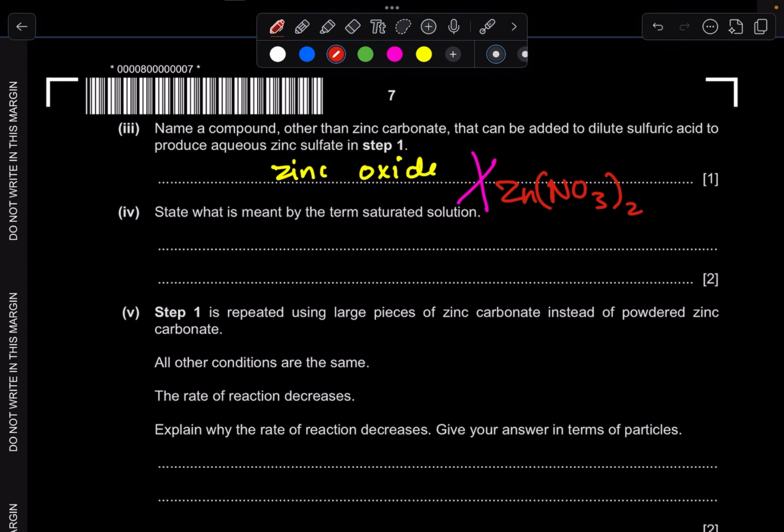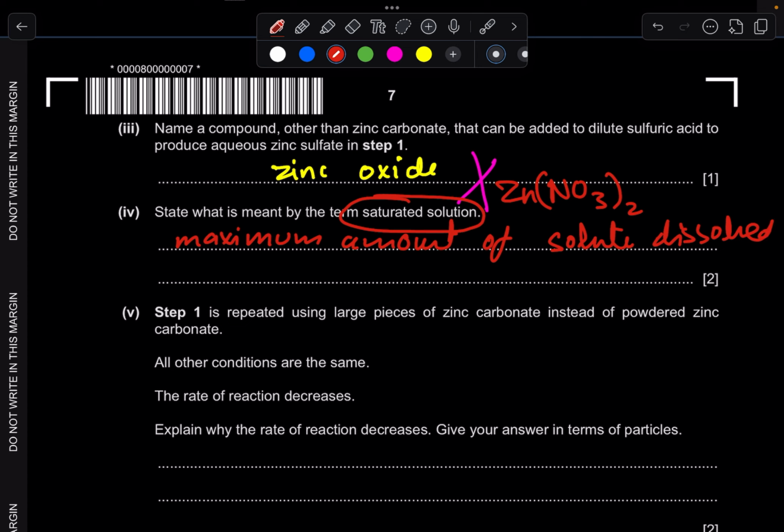Okay, state what is meant by the term saturated solution. A saturated solution means one in which you have your maximum amount of solute dissolved in a solvent, and you have to make sure of this at a specified temperature. Why at a specified temperature? Because if you increase the temperature, the solubility is going to increase.